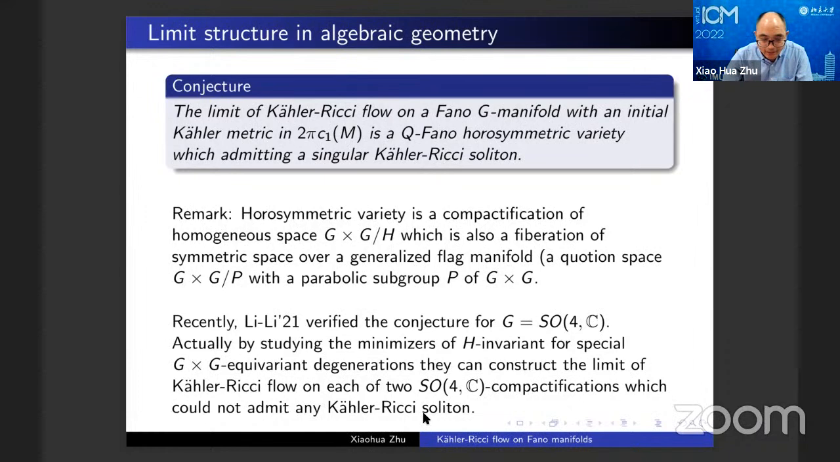In the SO4 case, there are only two examples which cannot admit any Kähler-Ricci soliton. By our theorem, the limit shall be singular. But Li and Li also prove the limit is holosymmetric. Actually, they prove this for these two examples. One is holospherical. But we hope to generalize, and it is also true. I think I may stop here. Thank you very much.